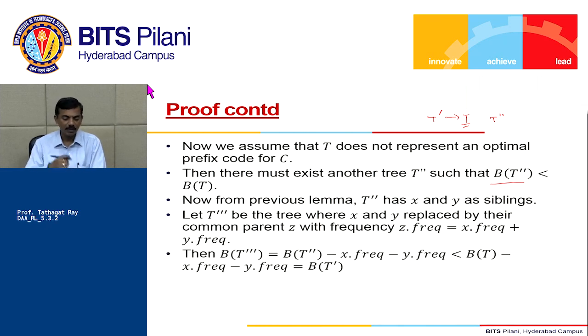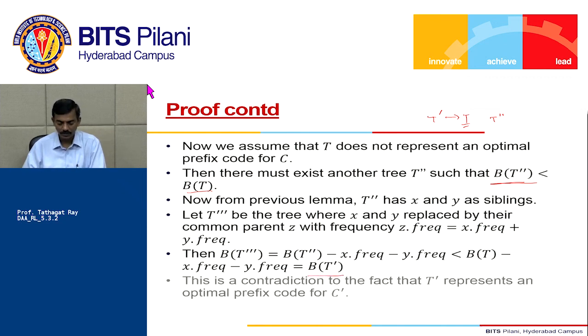Then by the same logic, you can show that cost of B(T triple prime) is nothing but cost of B(T double prime) minus x frequency minus y frequency, which comes from the previous fact we just showed. Now we know that B(T double prime) is less than B(T), which means B(T double prime) minus x frequency minus y frequency must be less than B(T) minus x frequency minus y frequency, which in turn means that B(T triple prime) is less than B(T prime).